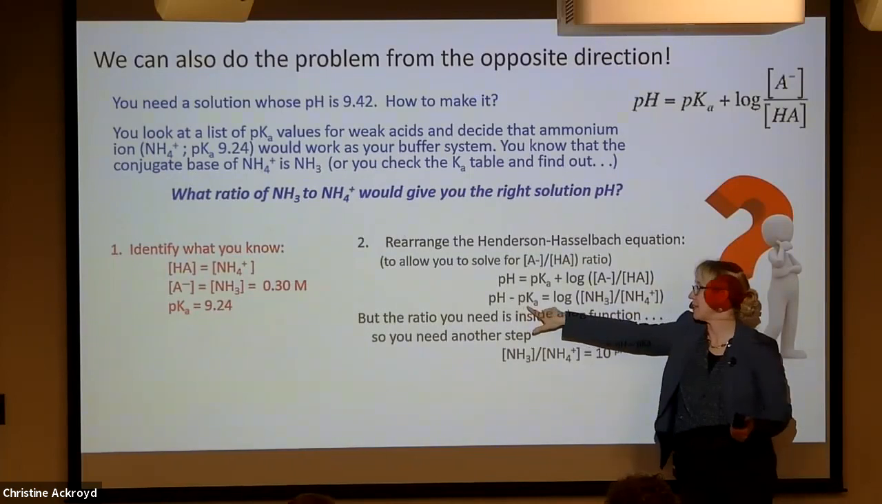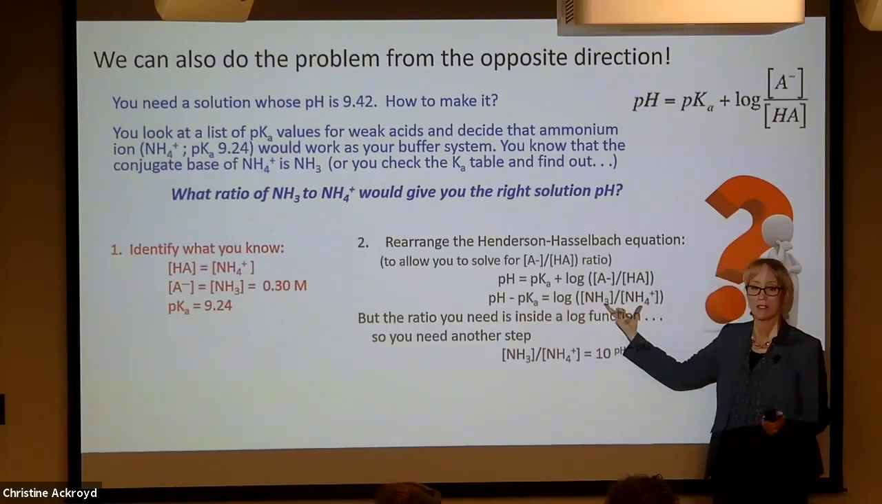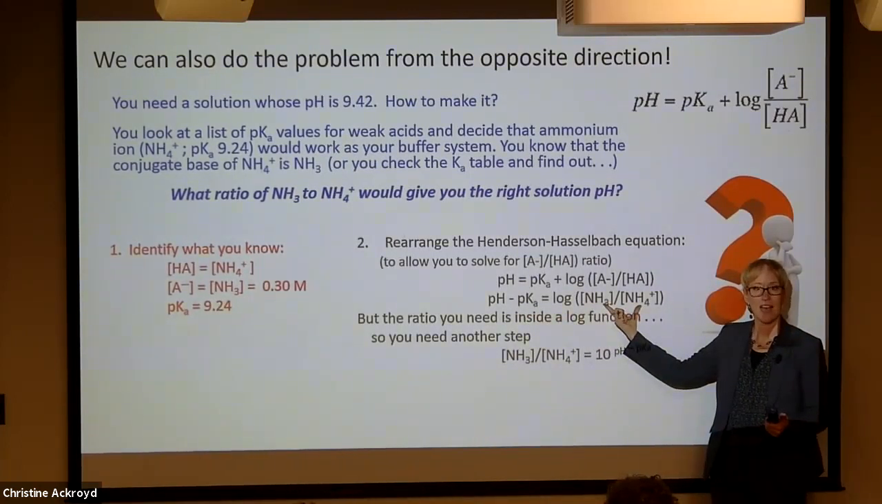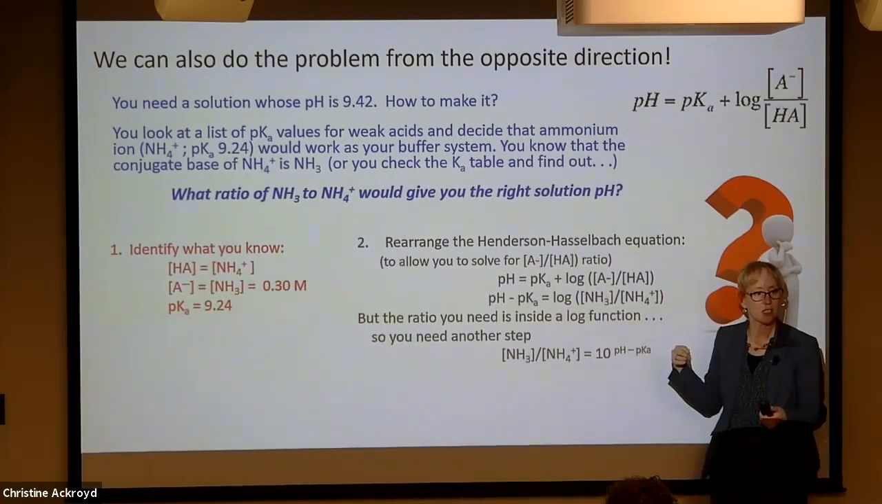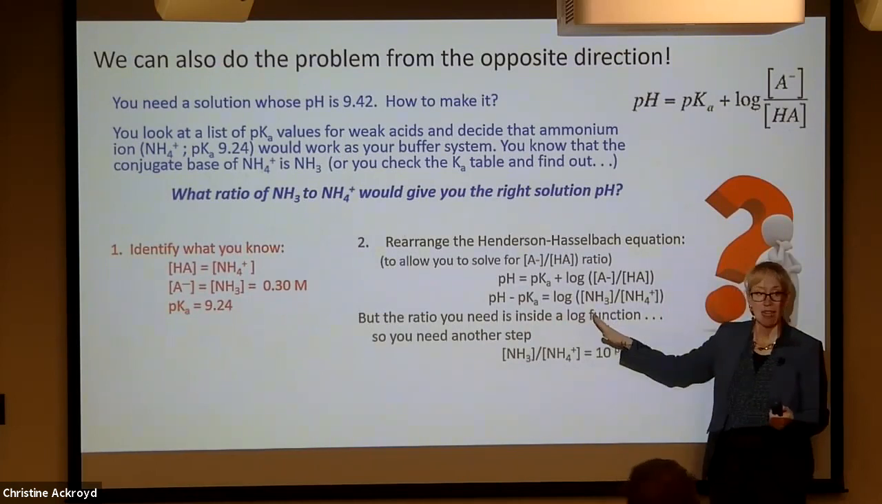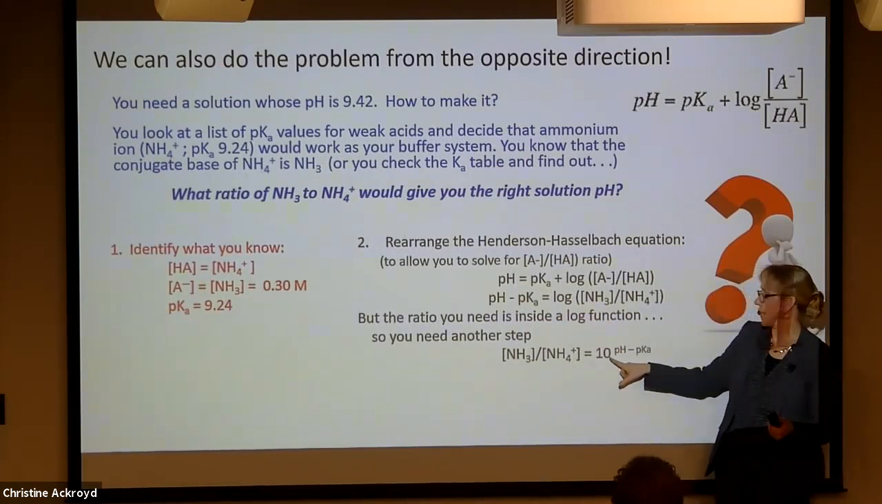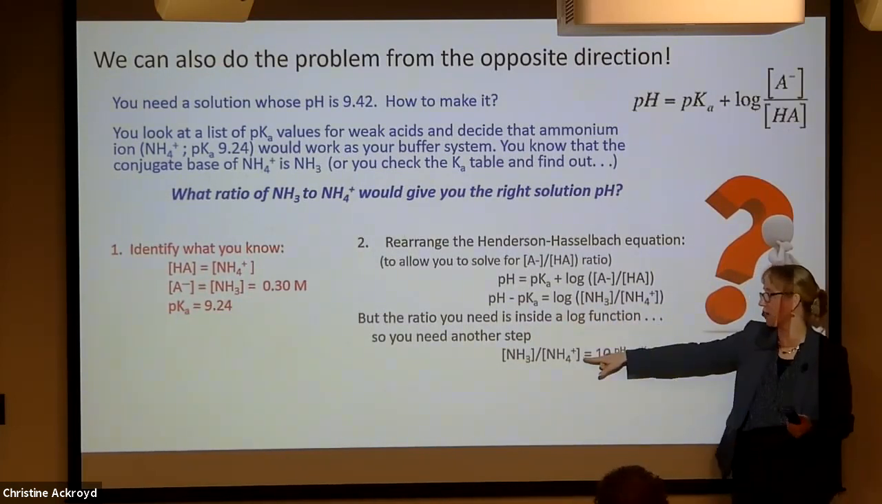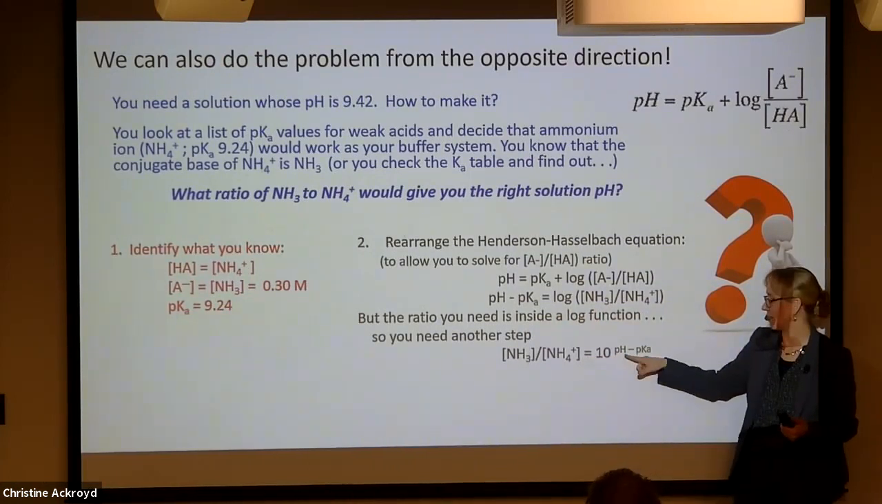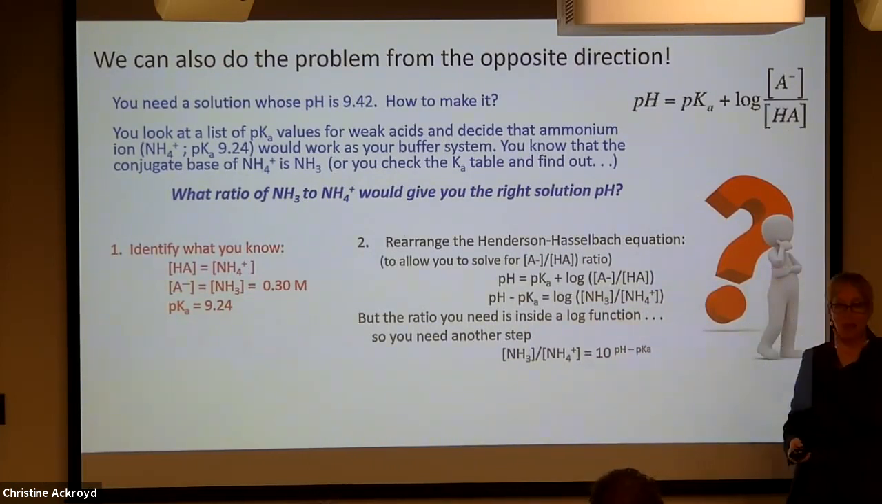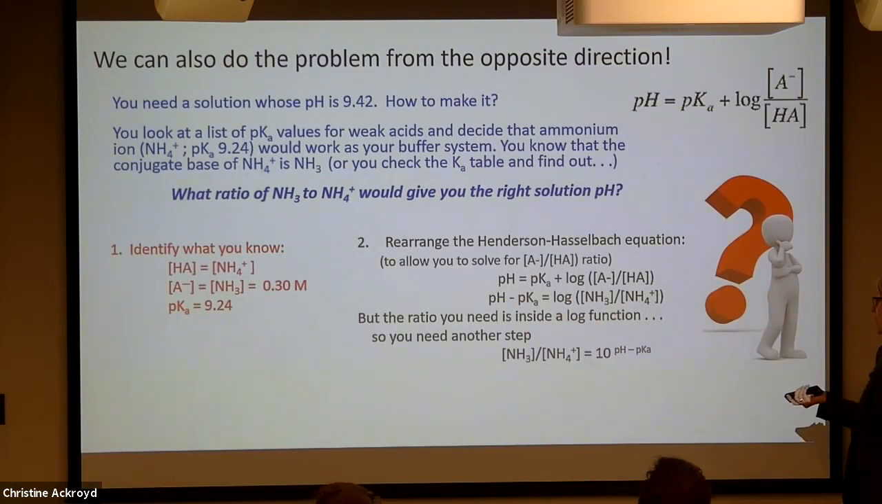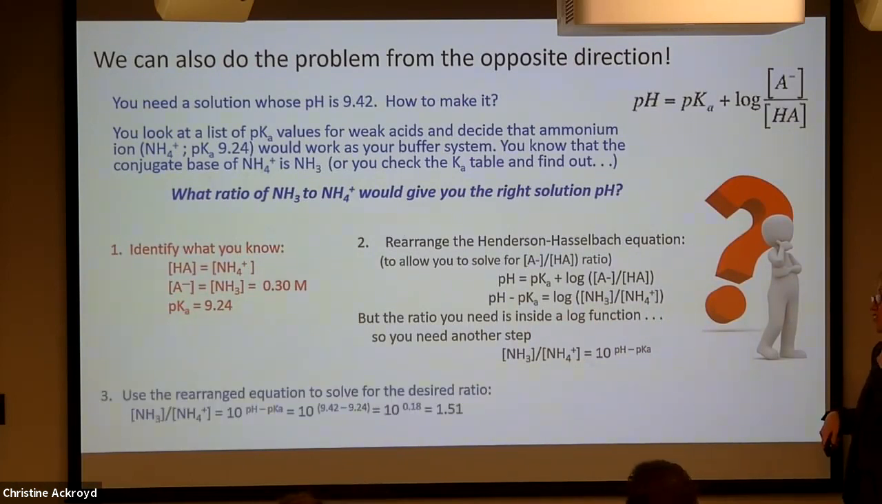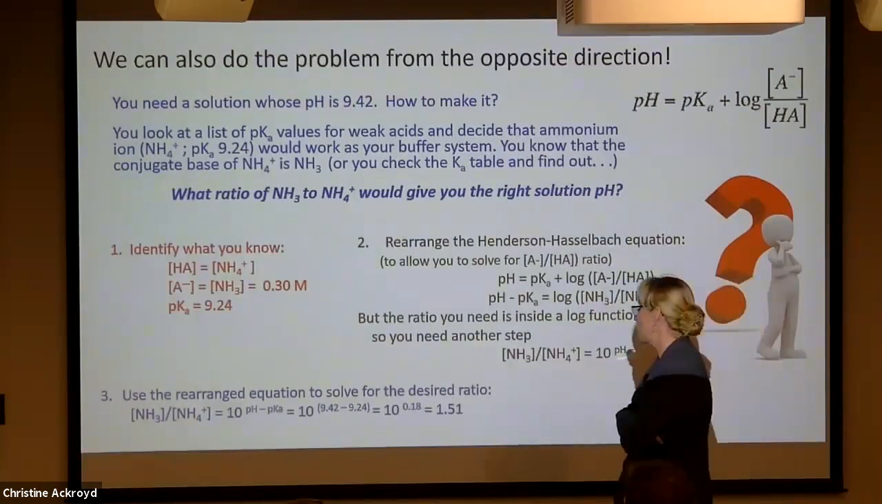You get pH minus the pKa equals the log of what you want to solve for. How do you get something outside from inside the log function? The base 10 log, so you have to do 10 to everything else. So the ratio you get is 10 to the exponent of the pH minus the pKa. So we use that to solve, and we get the ammonia to ammonium ratio is 1.51.